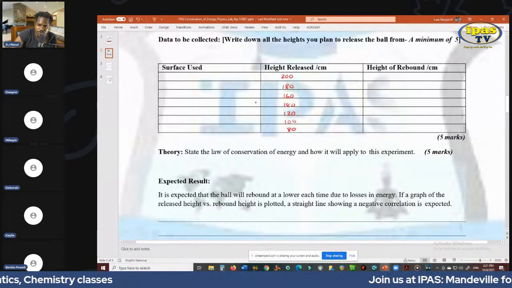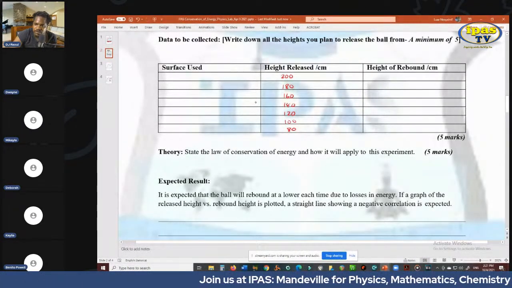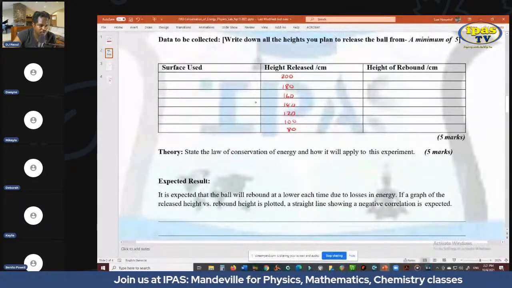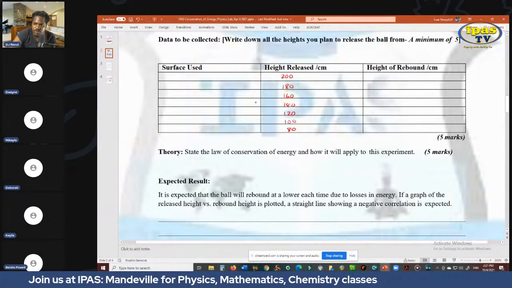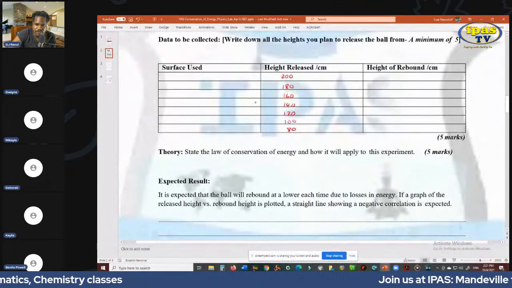Remember, we're here in the release height column. Rebound height, there will be nothing here. This will be blank. When you're handing in this experiment, I don't expect to see a rebound height here because you haven't done the lab yet. Everybody understand that?